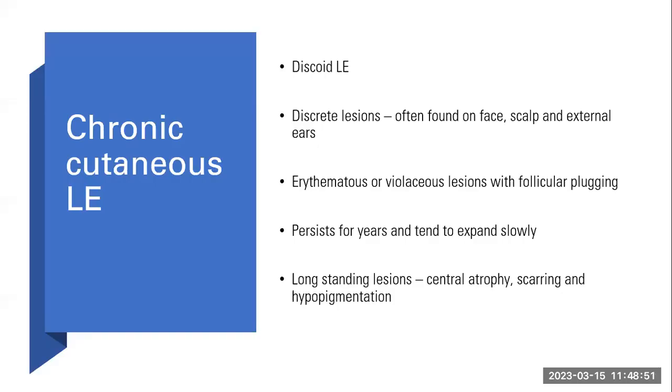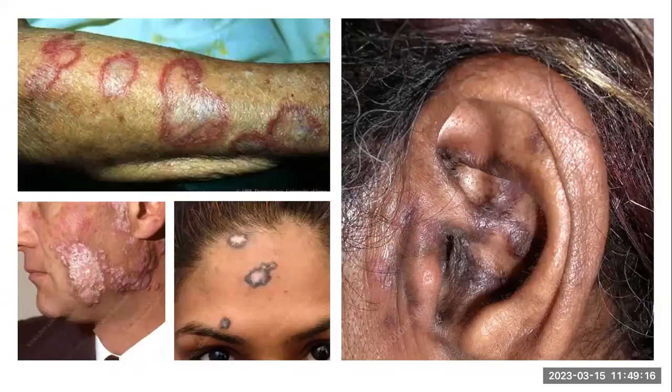And then the chronic cutaneous lupus, often called discoid lupus erythematosus, where you get discrete lesions commonly seen on face, scalp, behind the ears. They have erythematous violaceous borders. These could progress very slowly and could last for years. So in long-standing lesions, we could see atrophy and central scarring. So these are a few pictures of DLE among Asians and another white person on the right lower picture.